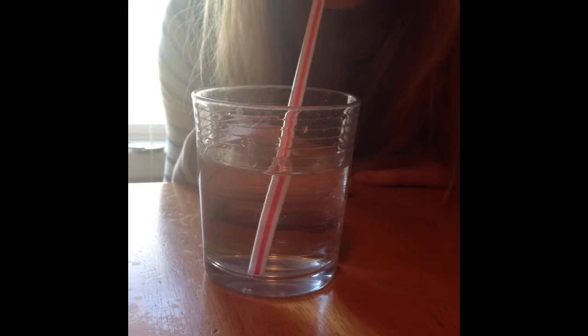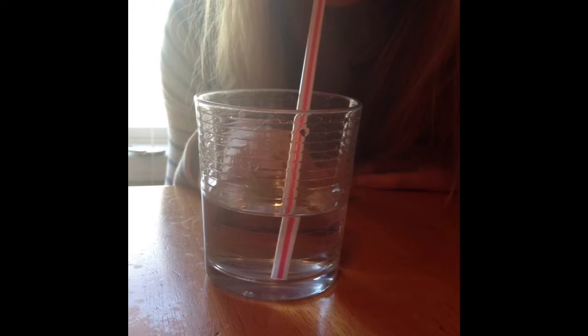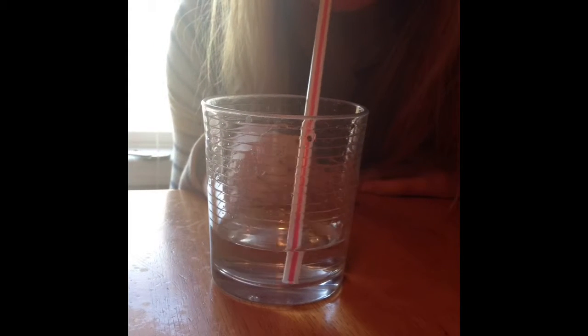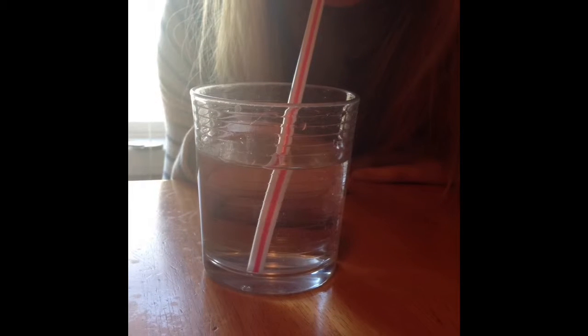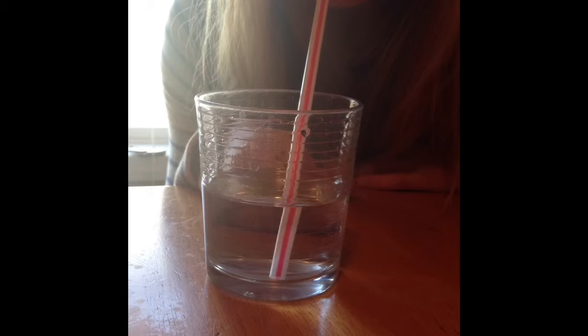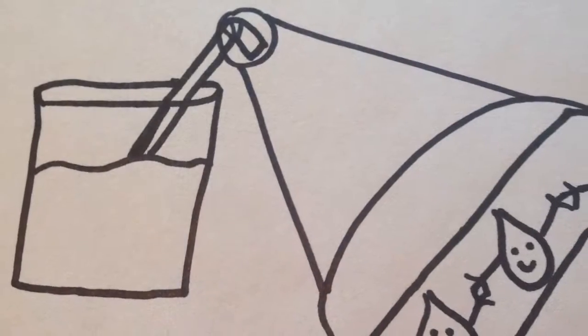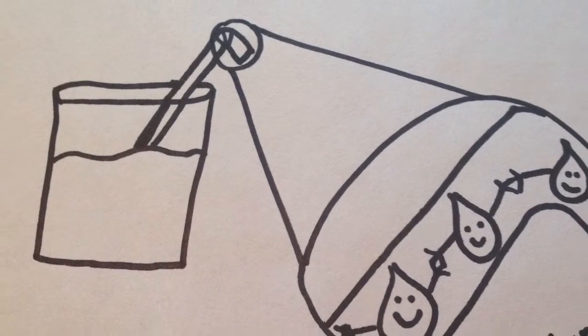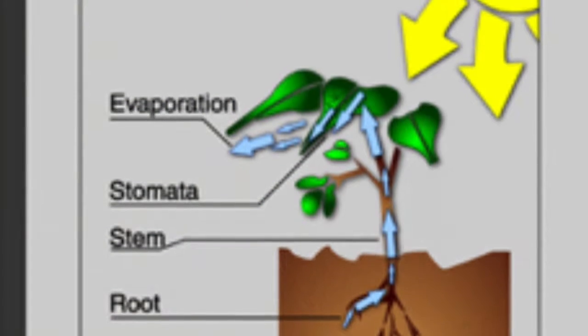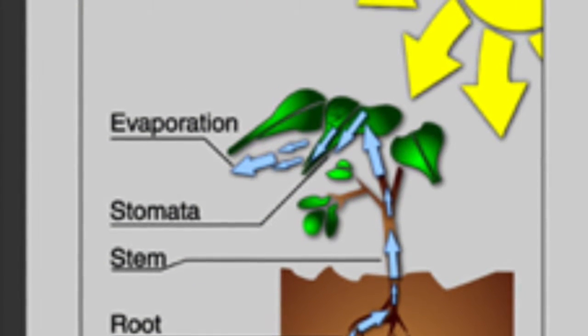Cohesion is the sticking together of particles of the same substance. In this case, water is being sucked up through a straw. This is good in nature because plants use something called transpiration. Transpiration happens when water is pulled up from the roots through the plant and out of the leaves. Without cohesion, the water would be unable to travel up the plant, because when one molecule moves up, it pulls the next molecule up with it.